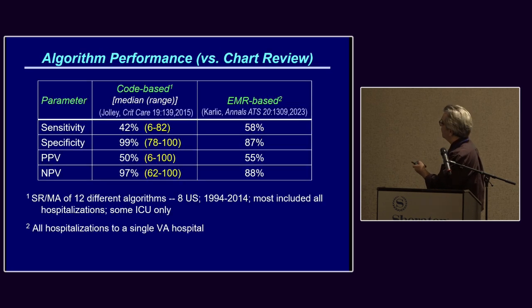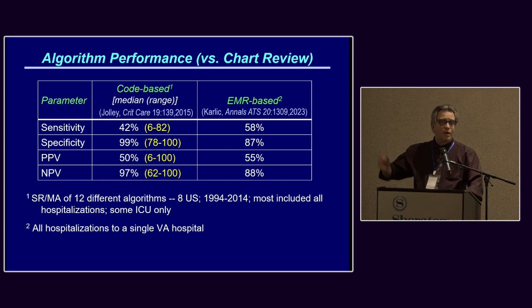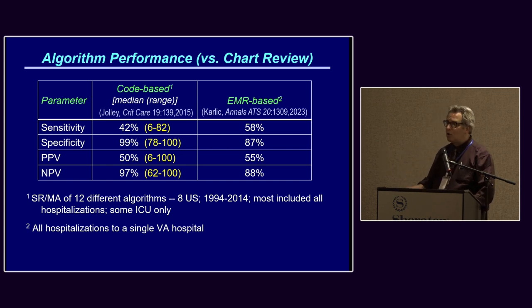In addition, the performance of these algorithms versus a chart review standard here shows that for the code-based algorithms, let me tell you about sensitivity. Sensitivity is the percentage of people who have, of the people who have the disease, the percentage of people for whom the algorithm identifies them. These low numbers indicate that we miss 50 or more % of the people with sepsis. We just miss them. We fail to identify them. So does that mean that the actual incidence of disease is twice as high as we think? Maybe. Okay?